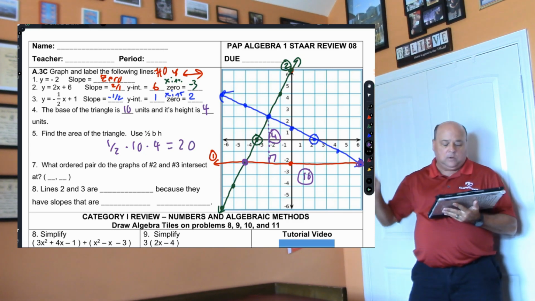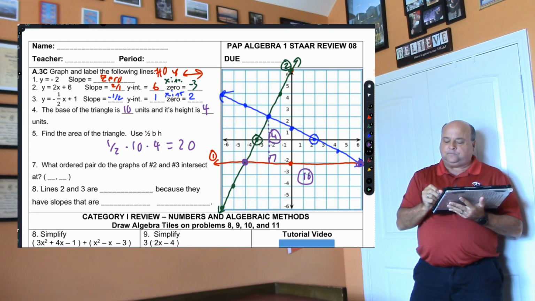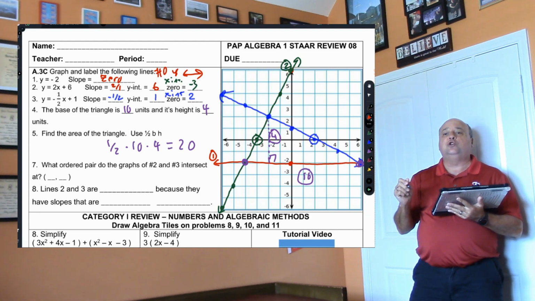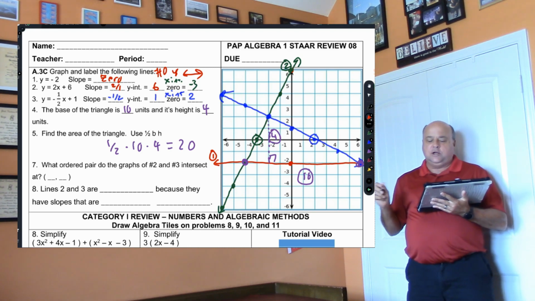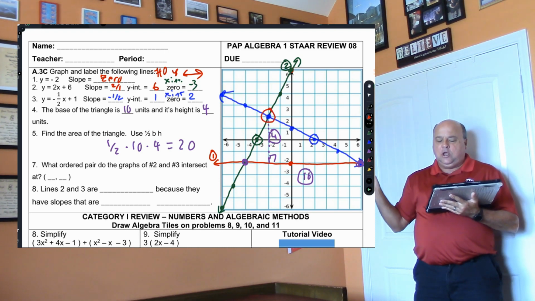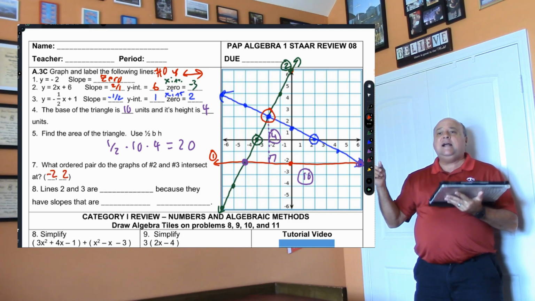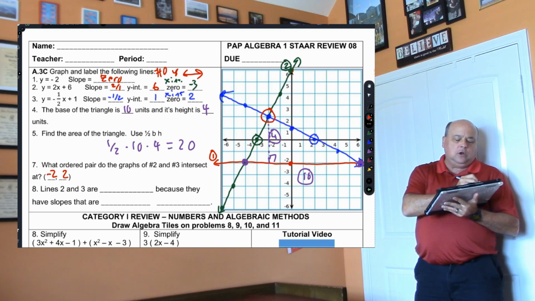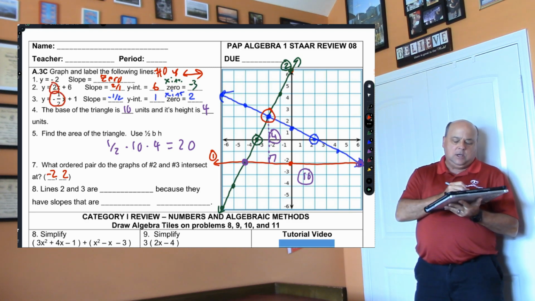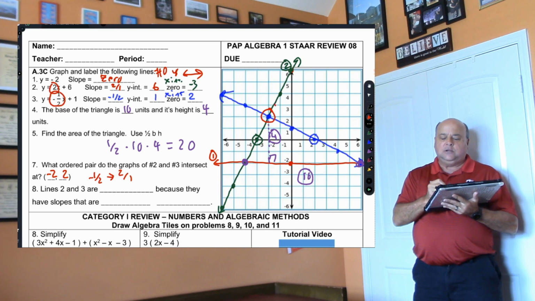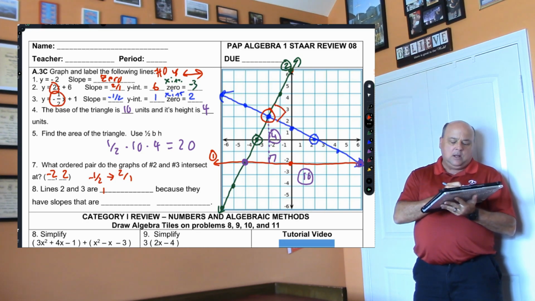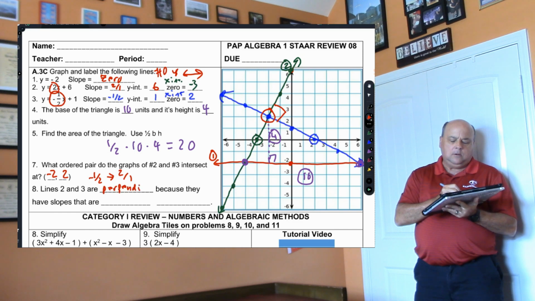Ho, ho, ho. And next, number 7. Go back up here. What ordered pair do lines 2 and 3 graph next? We want the intersection point of those. You go left 2, up 2. So the ordered pair is -2, 2. Lines 2 and 3, look at the slopes. We have -1/2 and we have 2 over 1. They're opposite reciprocals, aren't they? So these two lines are perpendicular, because they have slopes that are opposite reciprocals.